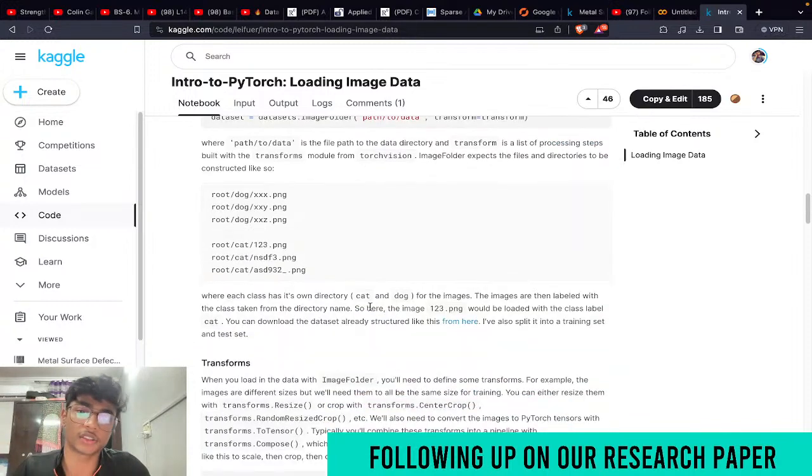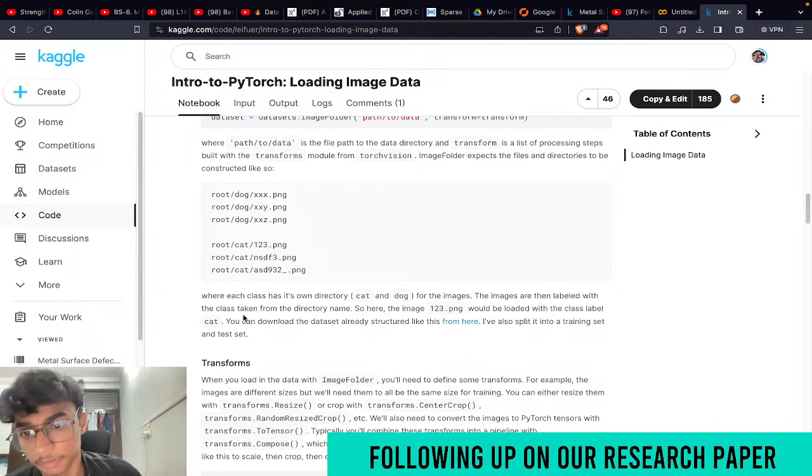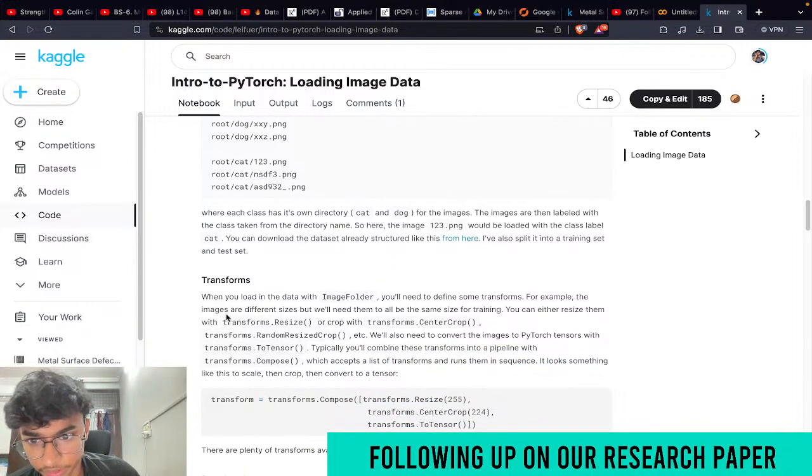Each class has its own directory, cat and dog, for images. The images are then labeled with the class taken from the directory name. So here the image 123 would be loaded with the class label cat. You can download the dataset already structured in a form like this. I also split it into training and test sets.